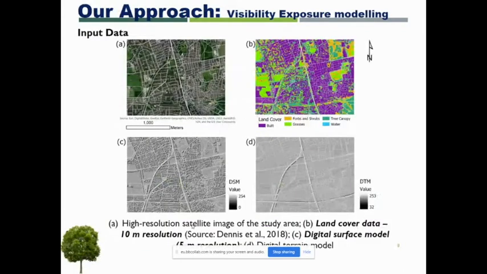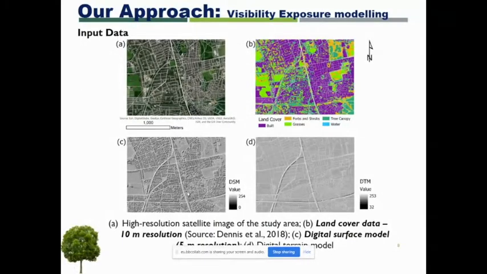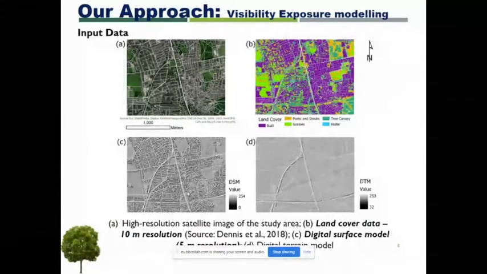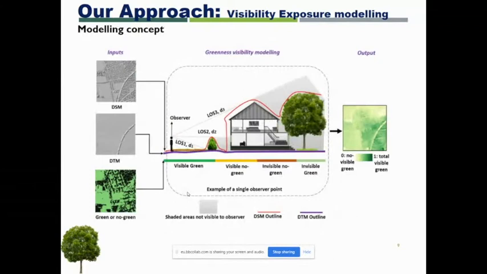So first, the input data. The input data is basically our land cover map, which is for green and non-green data, and then we have the DSM and DTM. The DSM is for looking through the 3D environment, or the obstacles there. We collected this data, DSM and DTM, from LIDAR, from the Environment Agency's data. And the land cover data is quite high resolution. It's collected from Dennis et al. 2018.